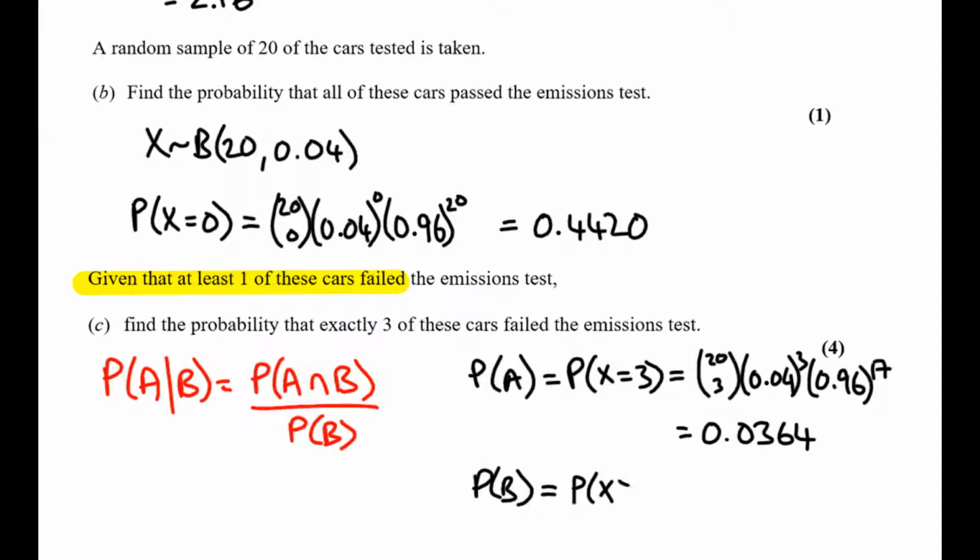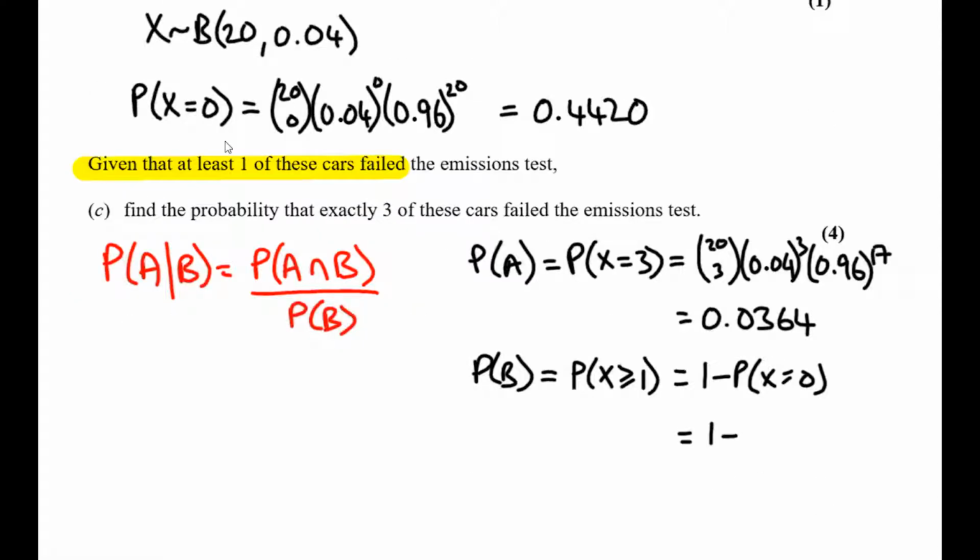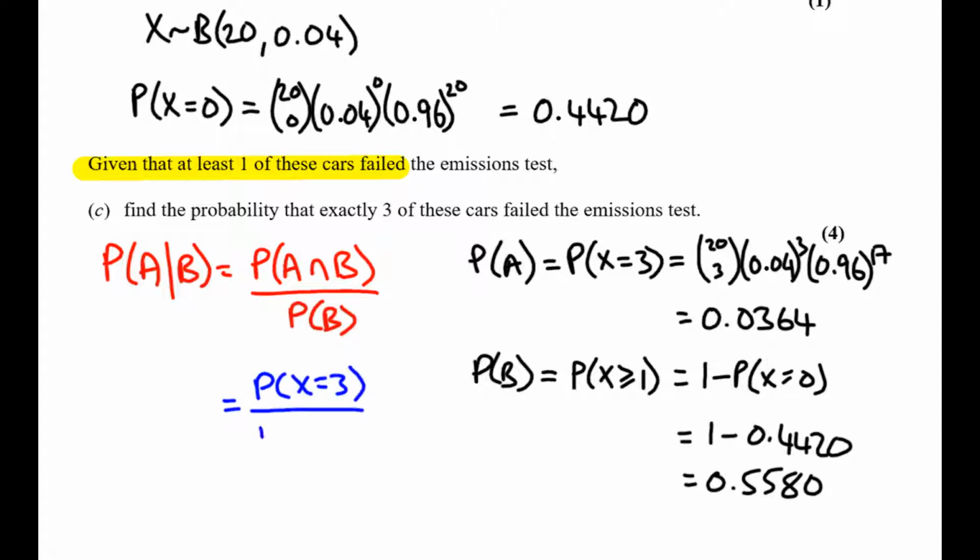And B we decided was at least 1, so that's the probability that X is greater than or equal to 1. For that we can do 1 minus the probability that X is less than or equal to 0. That's the same as equals 0. We had that in part B of the question, so I'm looking for 1 minus 0.4420, which equals 0.5580. Perfect. These are the 2 things that I wanted, so I can substitute them into this expression over here. So the probability that X equals 3 divided by the probability that X is greater than or equal to 1.